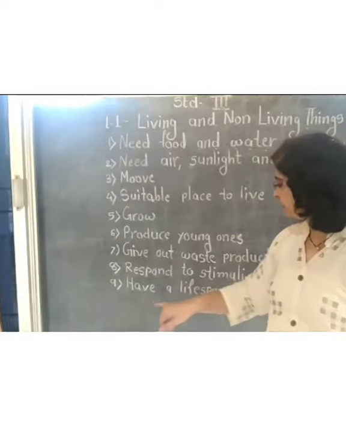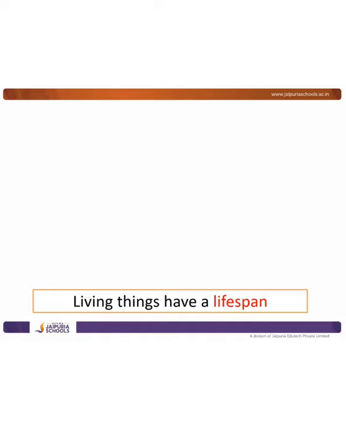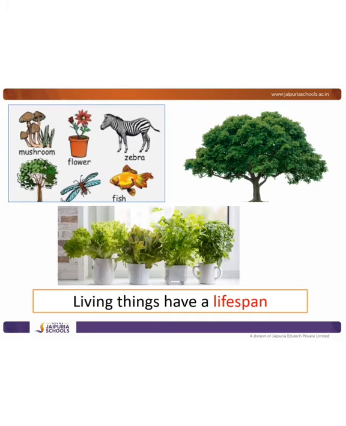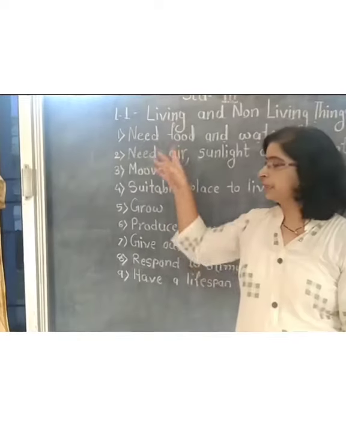Then next point is that living things have a lifespan. The time period for which a living thing lives is called its lifespan. Every living thing has a certain lifespan. For example, a tree lives for many years, while a herb lives just for a few months. Living things die after their lifespan is over. Non-living things do not have a lifespan. So this is all about the characteristics of living things.